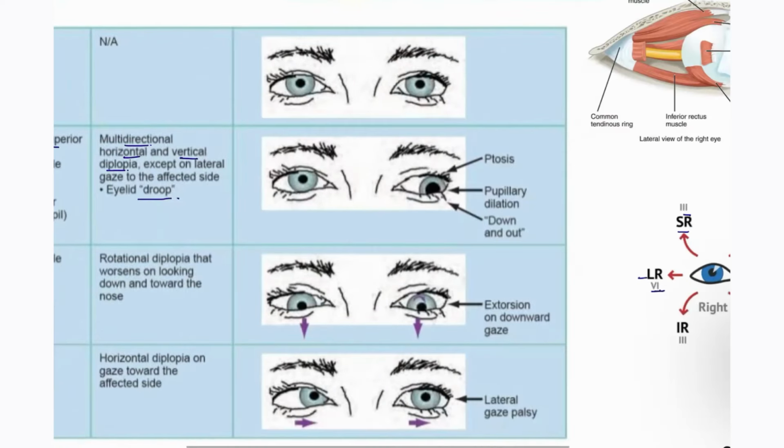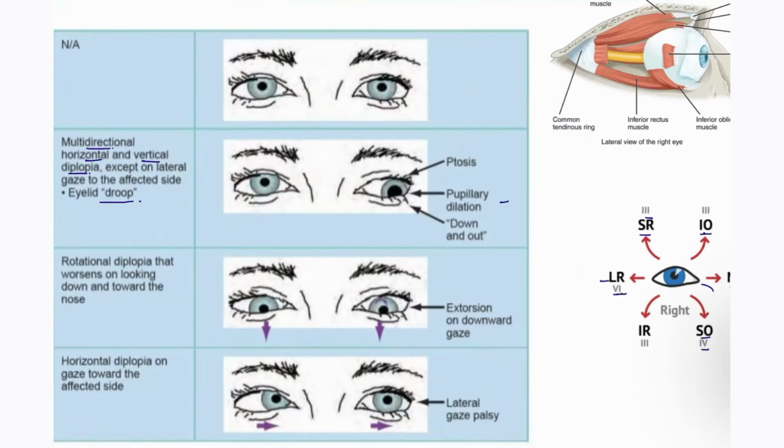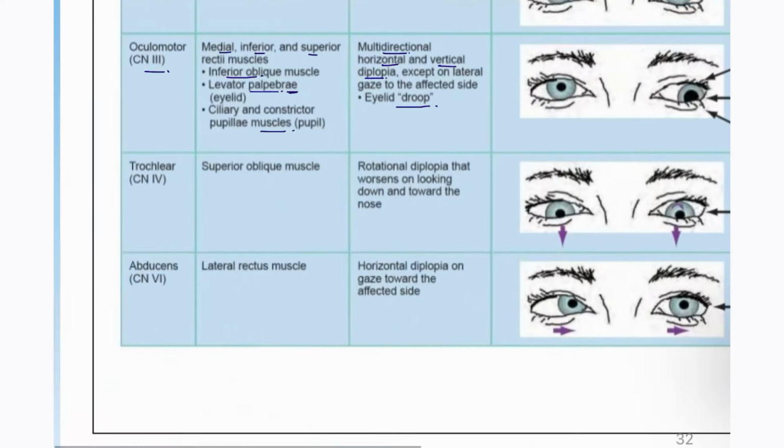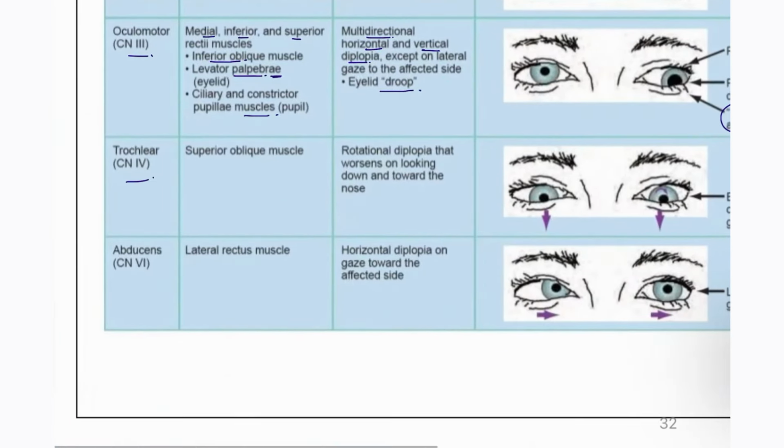So here you can see pupillary dilation and the eye going down and outward, which will be seen because LR6 and SO4 are not involved. That is cranial nerve palsy 3. Next, cranial nerve palsy 4, which will be only involving the superior oblique. So the rotational diplopia will be seen. The patient will be looking downward and towards the nose.